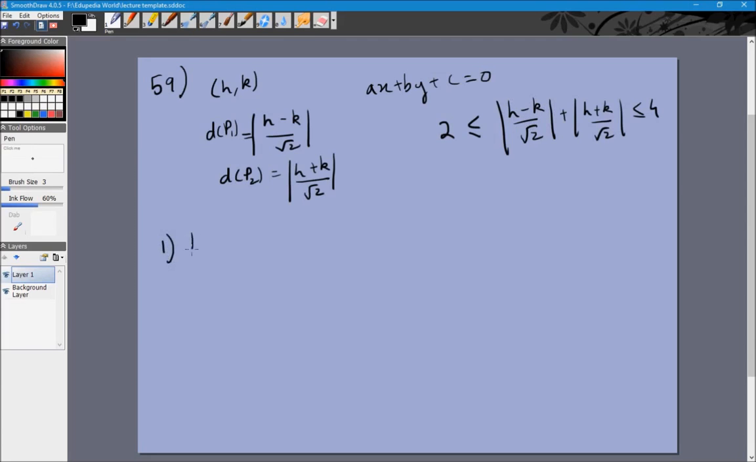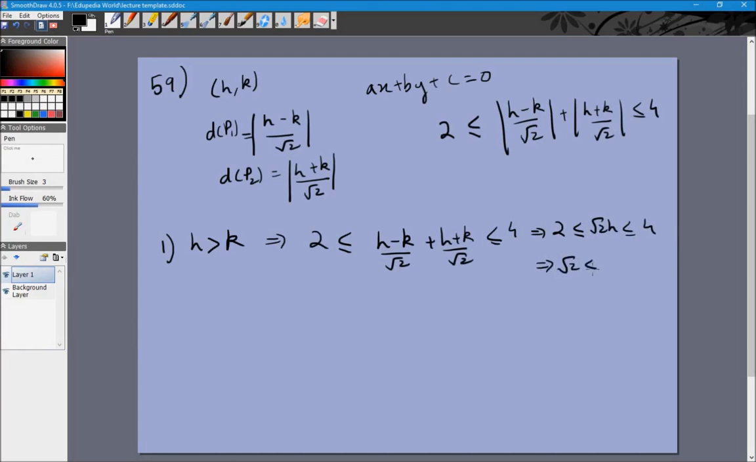So case 1, let's say h is greater than k. It means 2 is less than equal to, now it will be (h minus k) by root 2 plus (h plus k) by root 2 less than equal to 4, which means 2 is less than equal to, k and k will cancel, 2h by root 2 or root 2 h less than equal to 4, which means root 2 less than equal to h less than equal to 2 root 2.